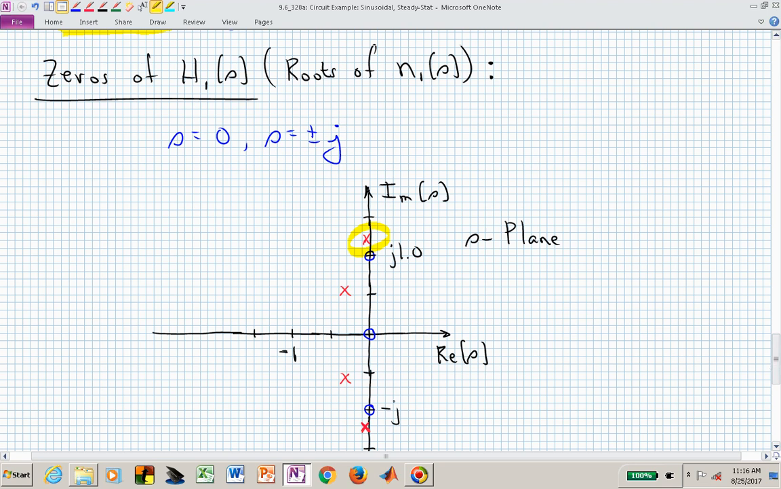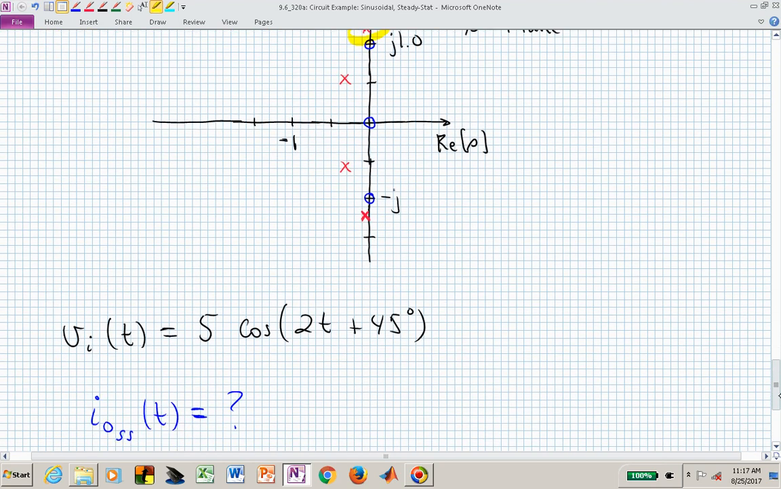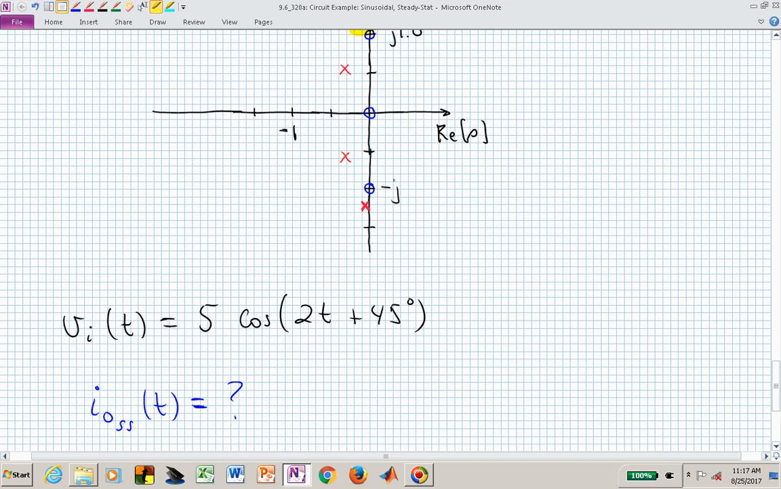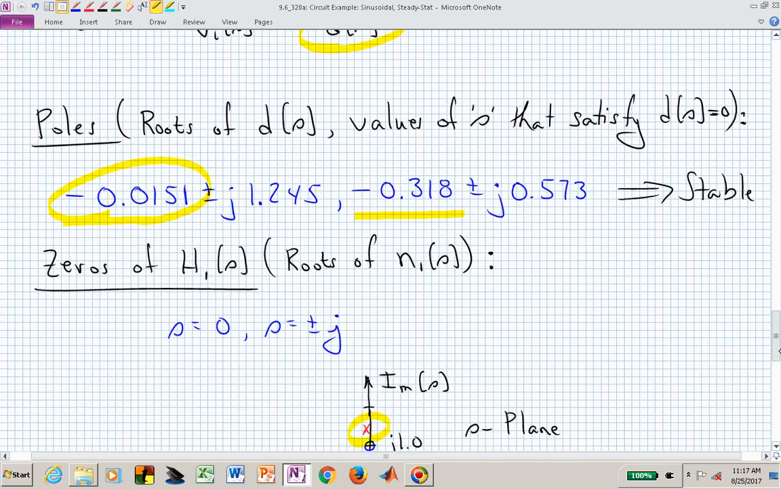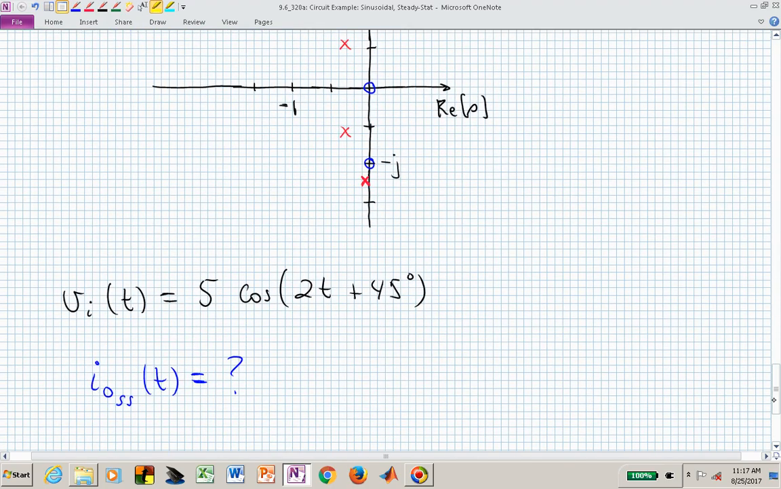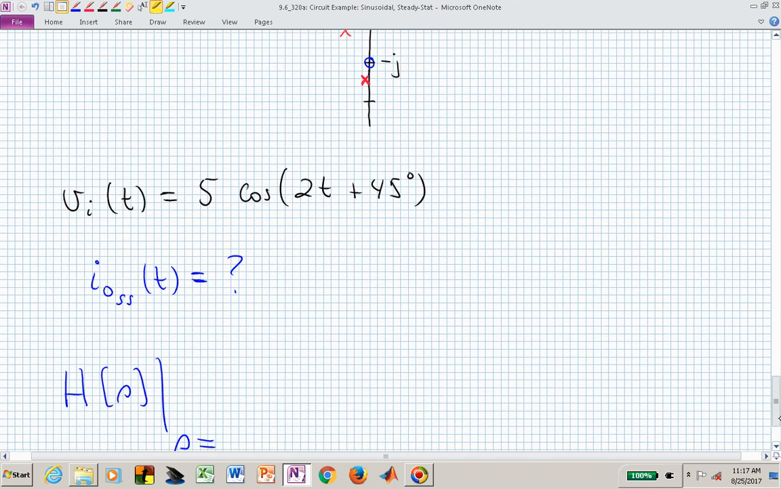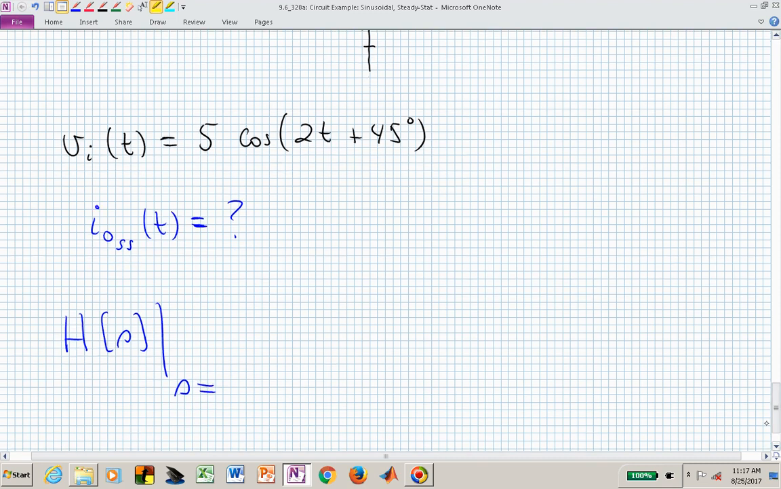So now that we have the transfer function, and we know what we're exciting this system with, v sub I of t, we're exciting it at 5 cosine 2t plus 45 degrees. What is I sub 0 of steady state? And we already said what structure that's going to be. And now that we have the transfer function, capital H sub 1 of s, it's a fairly straightforward process to now find I sub 0 in the sinusoidal steady state. How do we do that? Now that we have h of s, now what do?